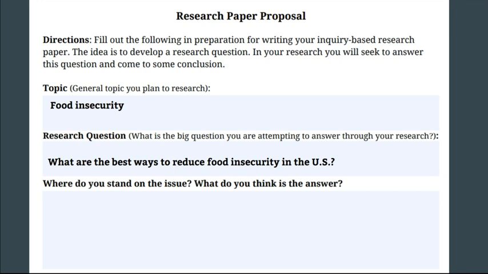And you'll notice that I'm focusing specifically on the US. Obviously, there's food insecurity issues in many places of the world, but I want to narrow the scope of what I'm working with to just what's happening within the United States.